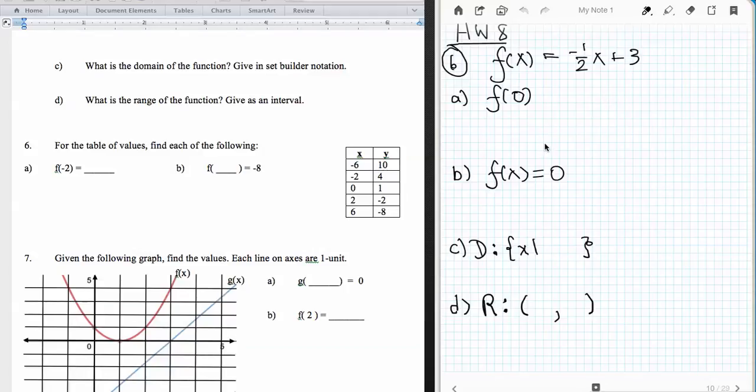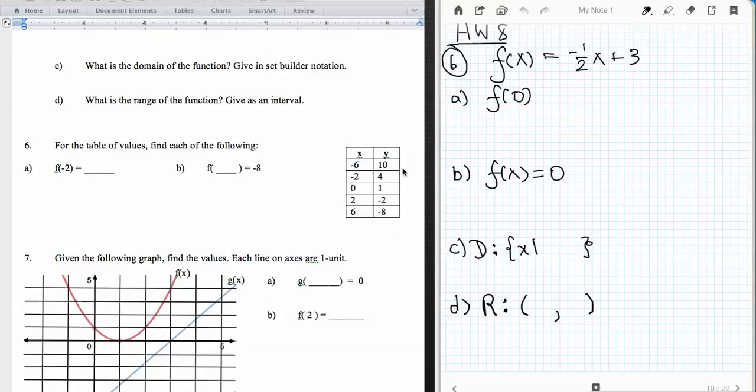This will be the third video in the review session for Test 3 Fall 15 for Math 110. This is homework problem number 6 from homework number 8. So we're looking at function notation here.